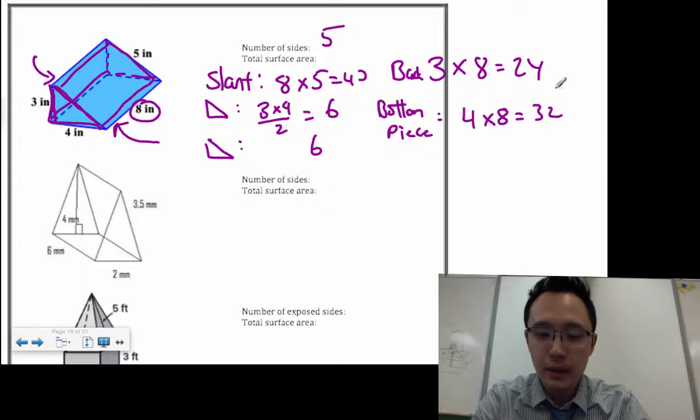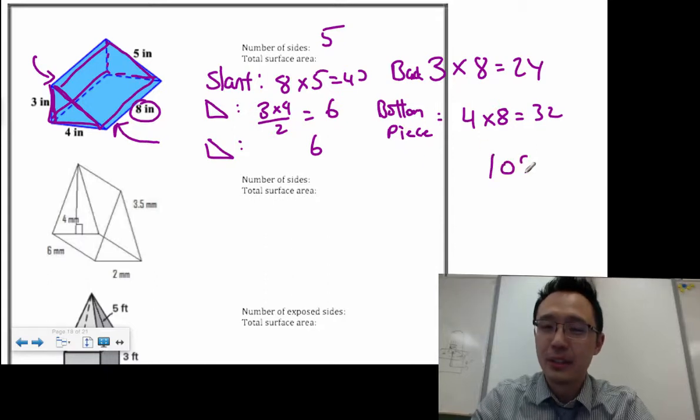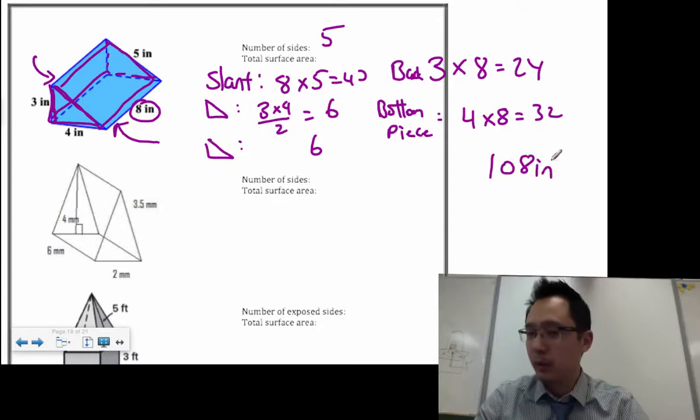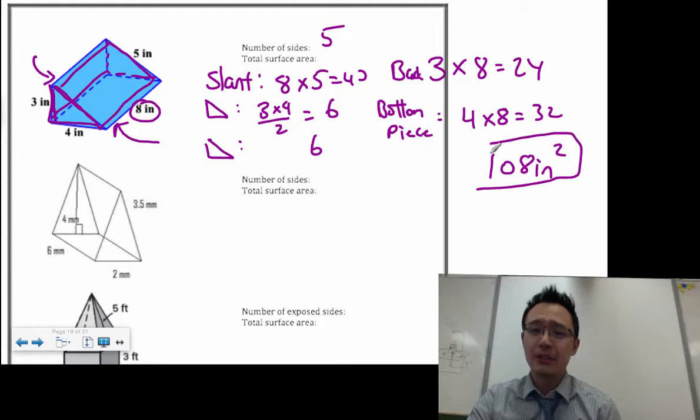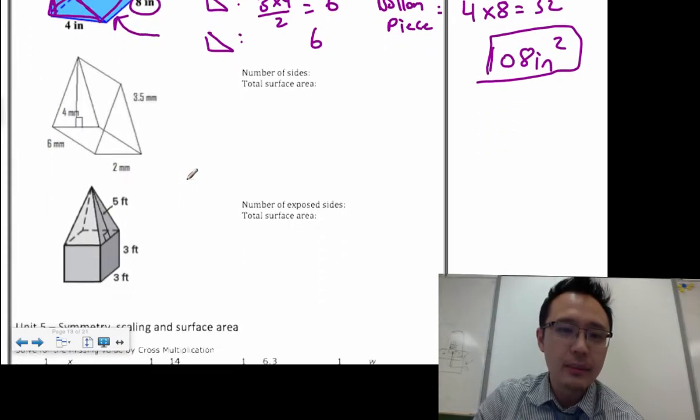So the total of all these: 40 plus 6 plus 6 plus 24 plus 32. I'm just too lazy to do this in my head. I should be doing this mental math. 108 inches square. So that's that one. Moving on to this one.